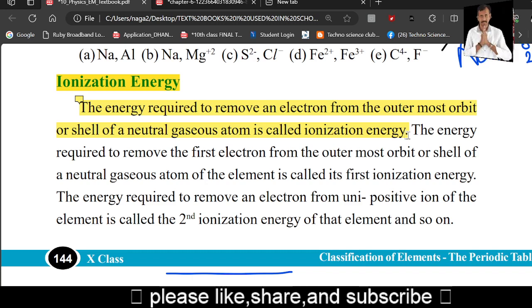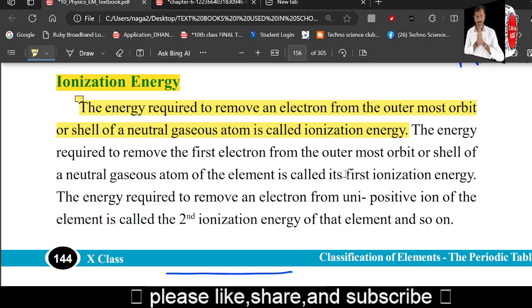To remove one electron from the outermost shell or valency shell of an atom, the energy required to remove that electron is called ionization energy. If you remove one electron from the outermost shell of an element, that required energy is called first ionization energy.